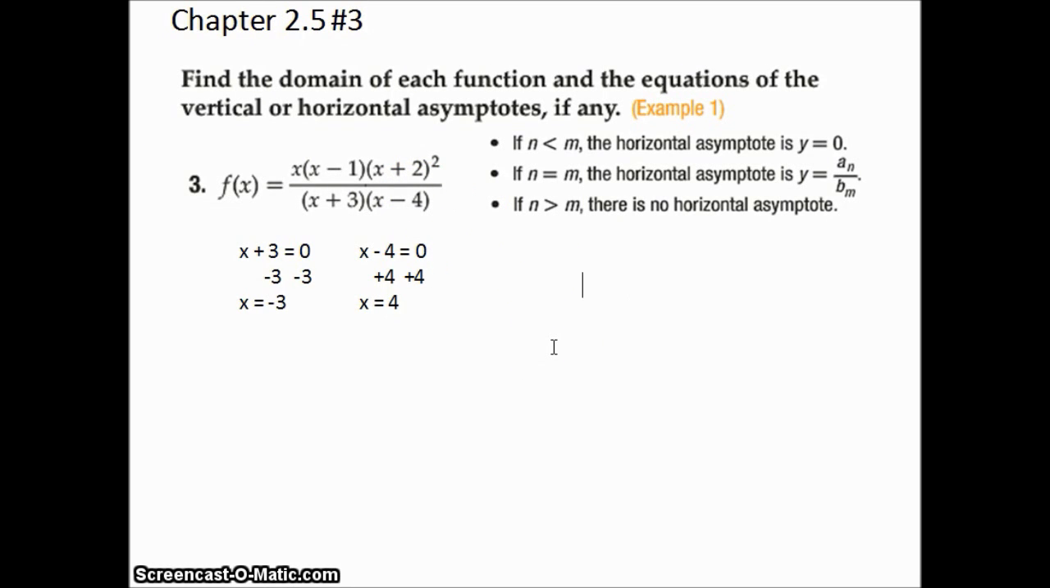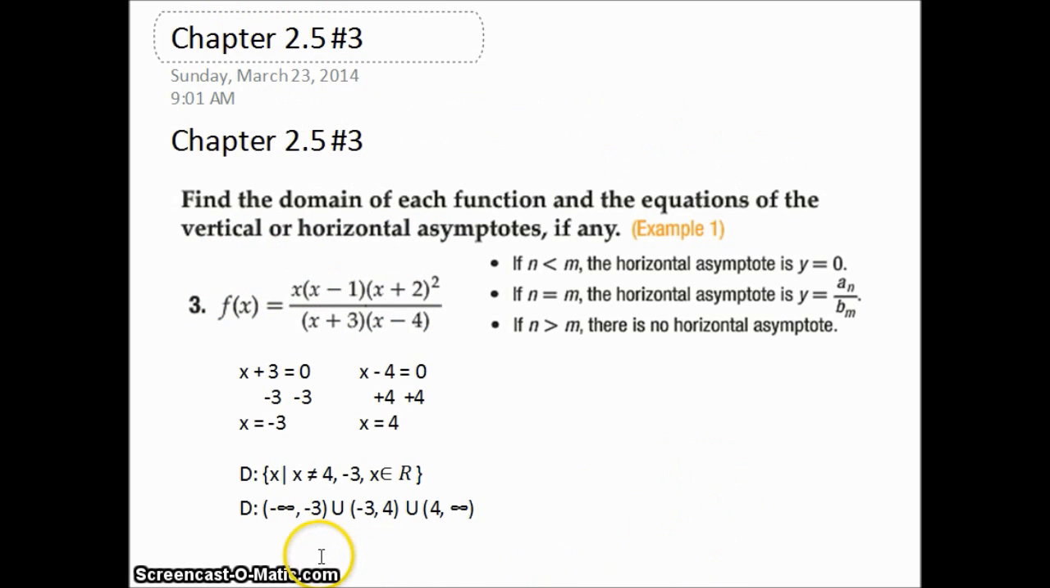We cannot have the x values negative 3 or 4, because if we insert either of those, we will have a denominator of 0, and you are not allowed to divide by 0. So that gives us the domain: x cannot equal 4 or negative 3, and x is all real numbers. Or you can write it in this form, where the domain is all values from negative infinity up to negative 3, then from just above negative 3 up to 4, and then from just above 4 to positive infinity. So these are your domains.